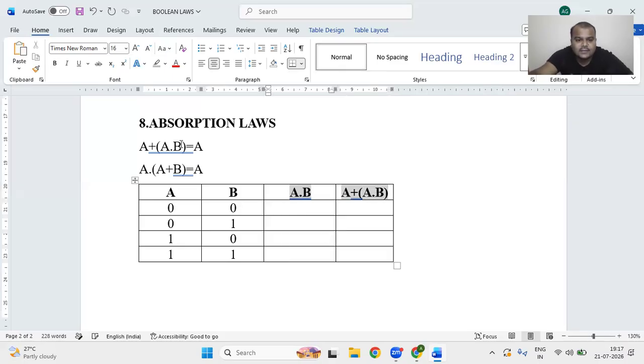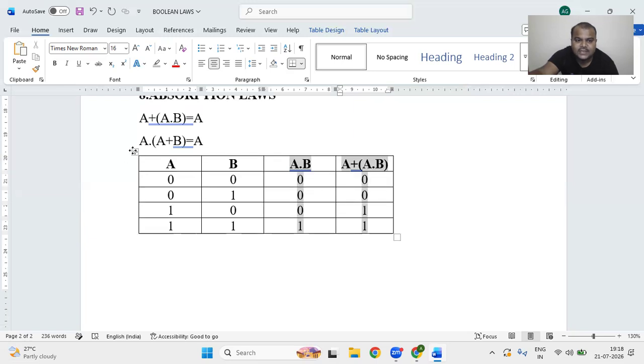A into B: 0 into 0, 0; 0 into 1, 0; 1 into 0, 0; 1 into 1, 1. And that one you have to add with A. 0 plus 0, 0; 0 plus 0, 0; 0 plus 1, 1; and 1 plus 1, 1. So you see A plus A into B, you will get 0, 0, 1, 1. It will look like A: 0, 0, 1, 1. So the absorption law is going to absorb the first term; A and A are the same, so it is going to absorb. The same thing, you can do for the second property also.